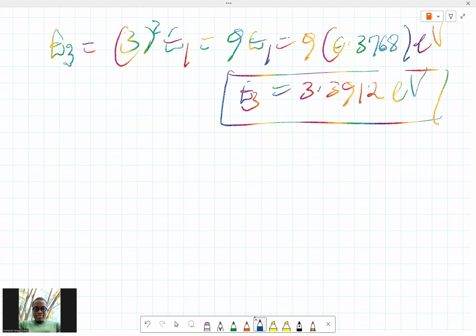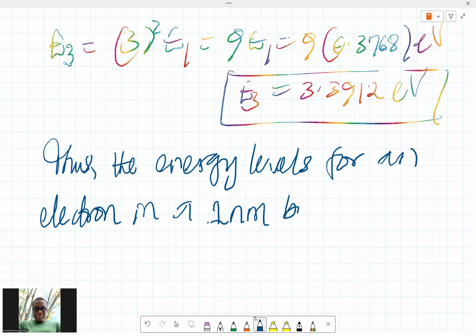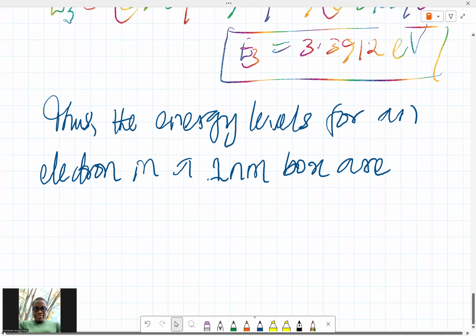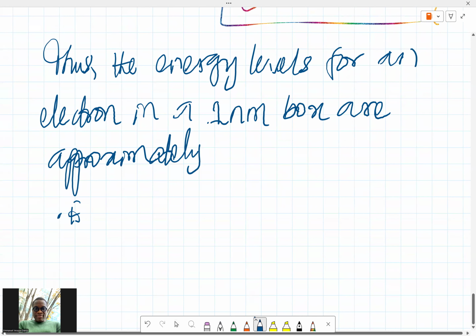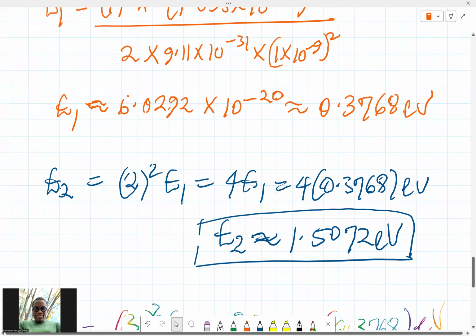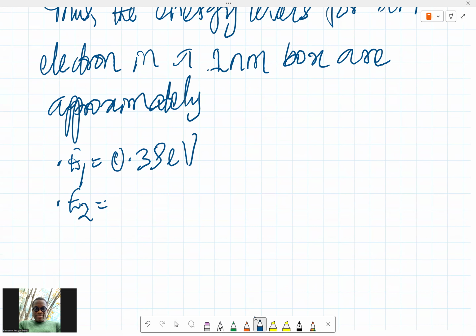Thus, the energy levels for an electron in a 1 nanometer box are approximately: E1 equals 0.38 eV, then E2 is 1.51 eV, then E3 is 3.39 eV. But that's not all.